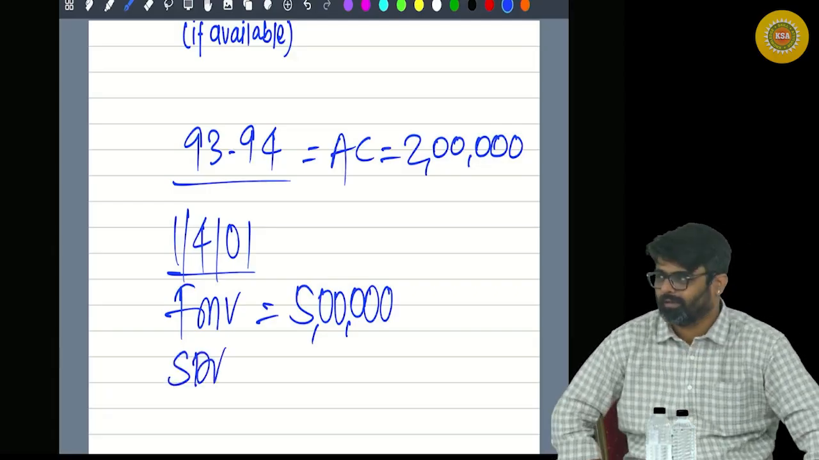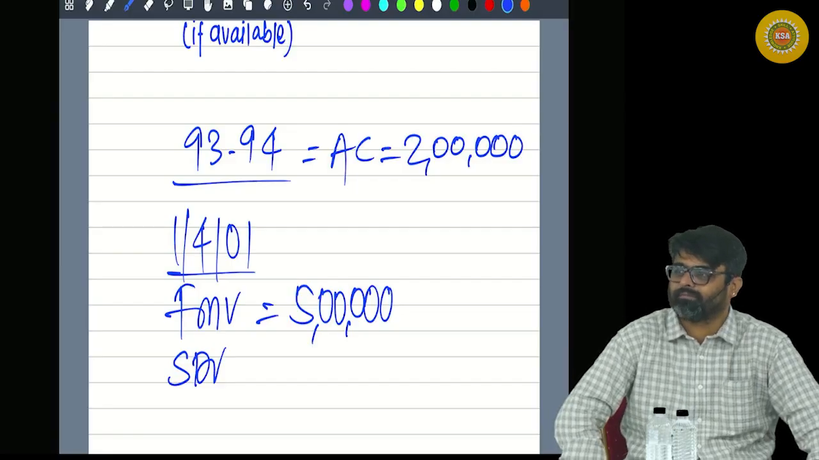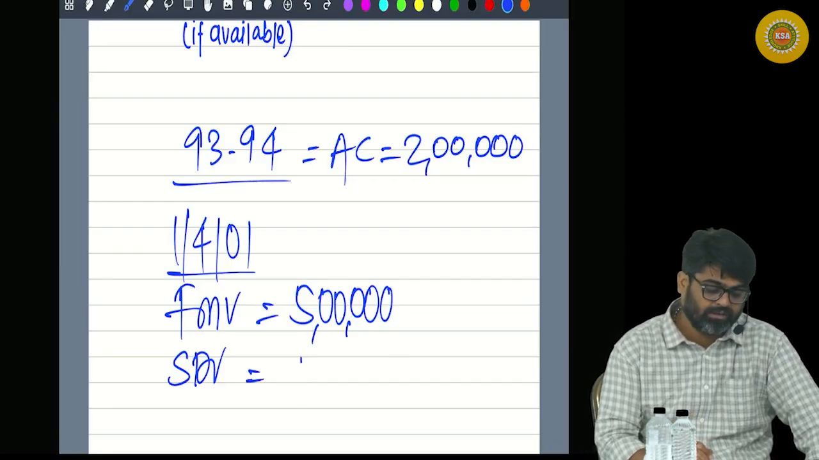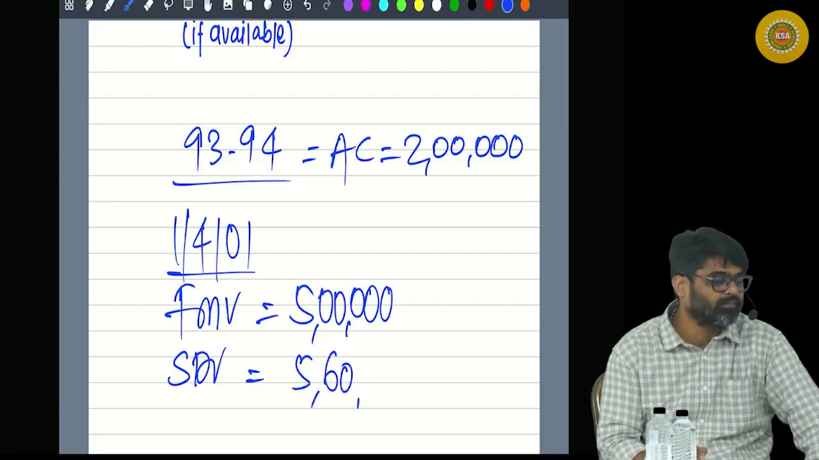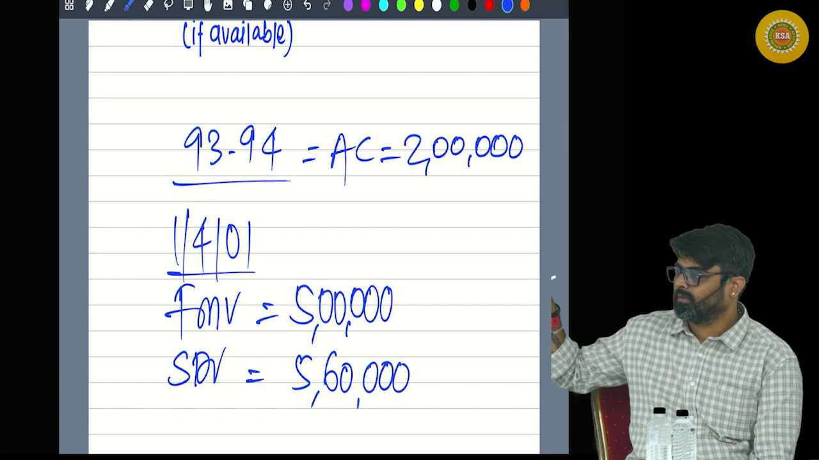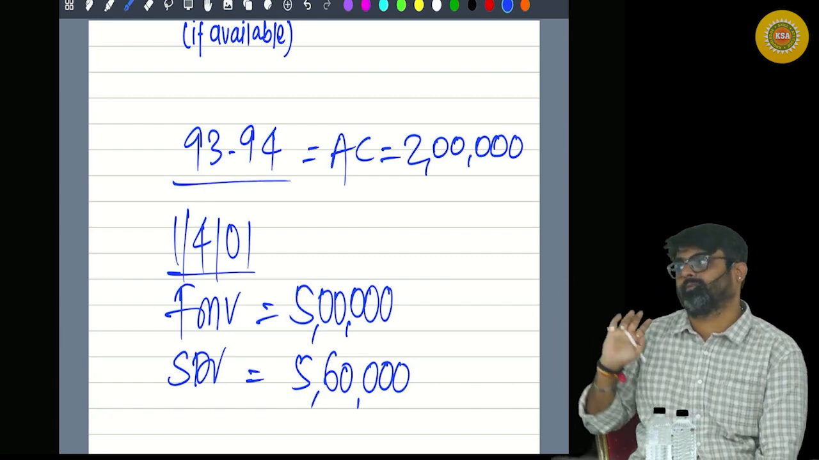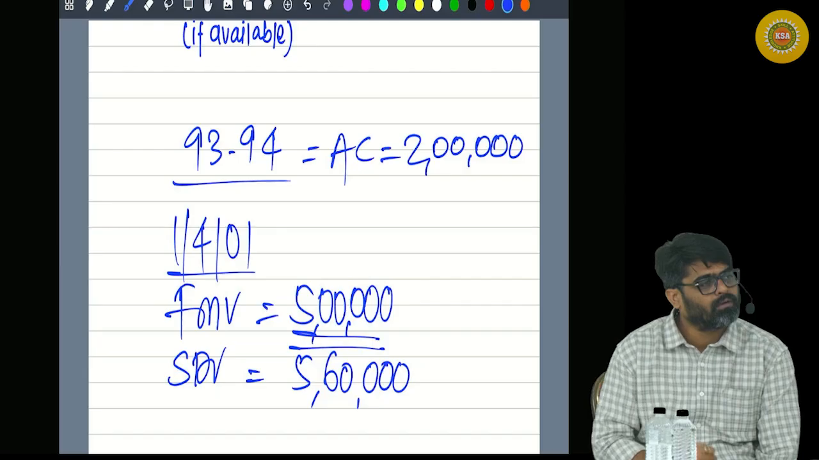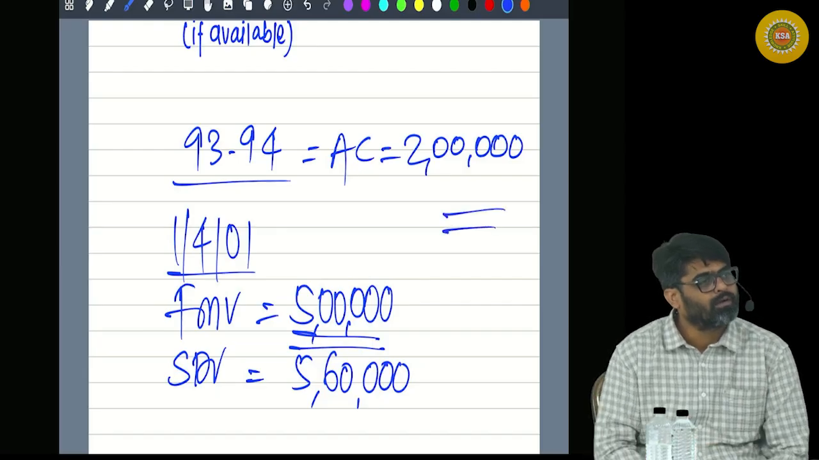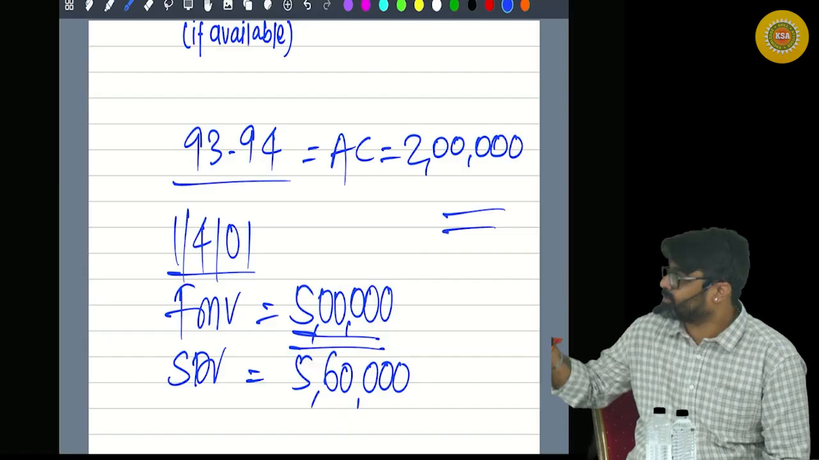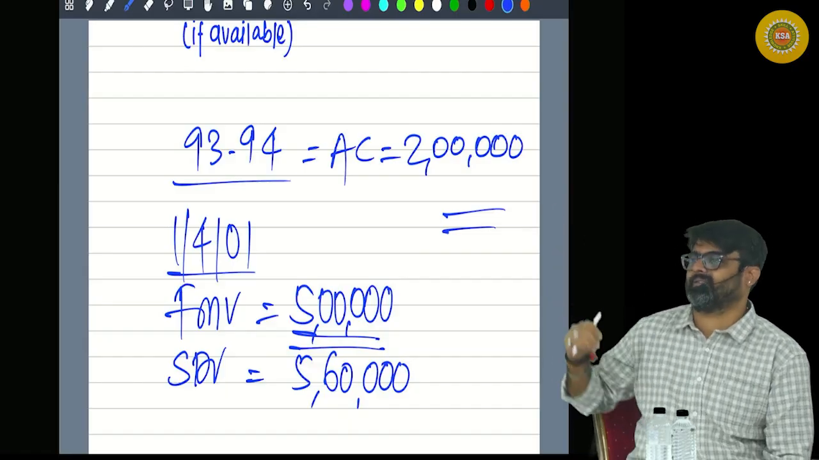Suppose stamp duty value was 5,60,000. Can you take the fair market value? Yes, but your fair market value should not be more than stamp duty value. Is it more? No. So take fair market value or stamp duty value, whichever is lower: take 5 lakh.